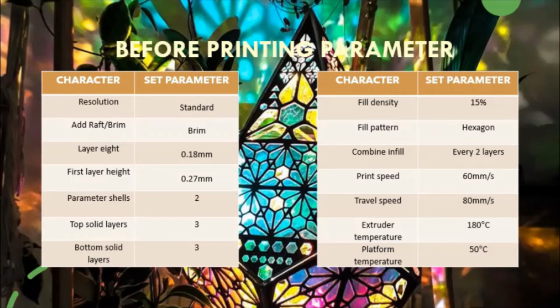And the parameter before I run the printing, we use standard for resolution, and for rough we use Bmmw. In this case, we use a hexagon fill pattern to achieve solid or more strength on the product.